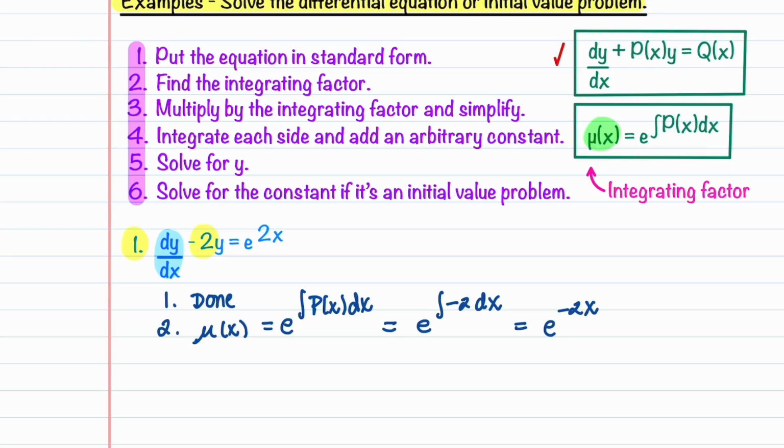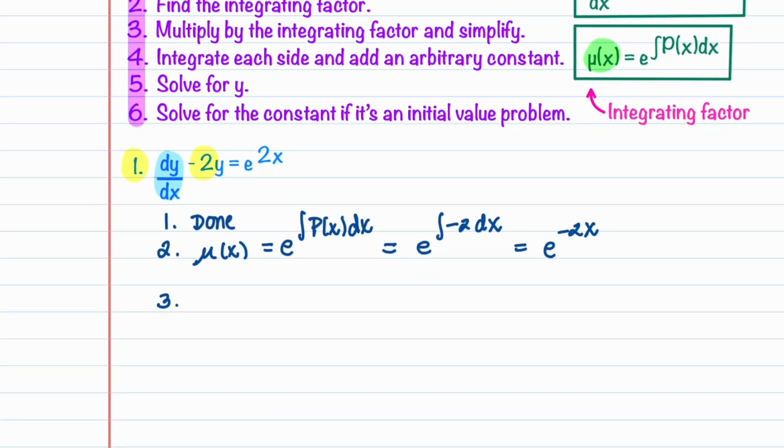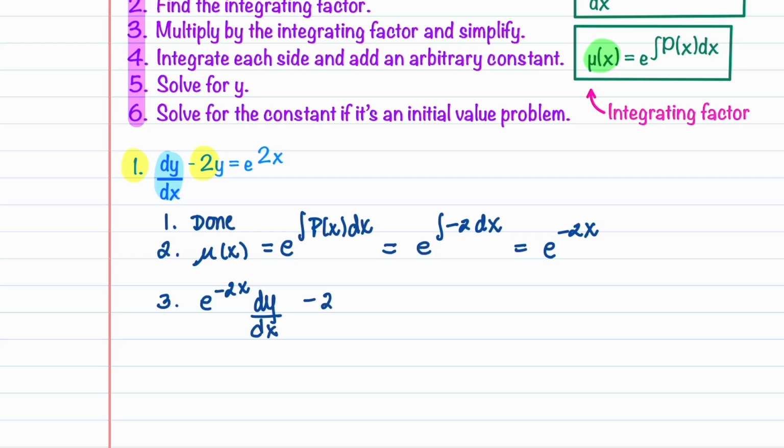You don't need to add a constant when you find the integrating factor because in step 3, we are going to multiply each term by the integrating factor, so the constant would just cancel out. Let's now multiply by the integrating factor. We're going to take our integrating factor and multiply every term in our equation by this factor. So we have a minus 2e to the minus 2x times y. And then on the right, we have an e to the minus 2x times e to the 2x. And those will cancel out.